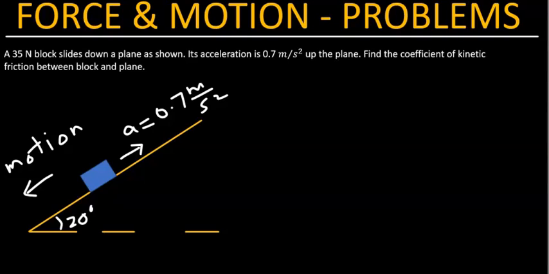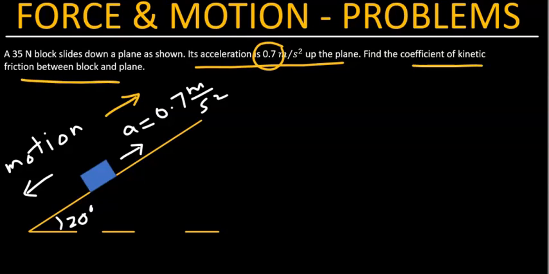Let's look at a few problems associated with force and motion. A 35 Newton block, so that is the weight of this block, slides down a plane as shown. So the motion of this block along the plane is downward. Its acceleration, however, is in the upward direction with a magnitude of 0.7 meter per second squared. Find the coefficient of kinetic friction between the block and the plane.